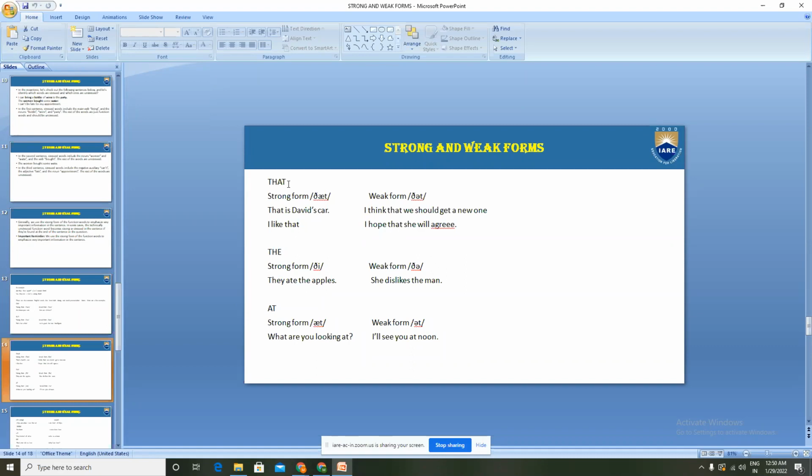That. So when we pronounce it separately, alone, we put force. It is a strong form.